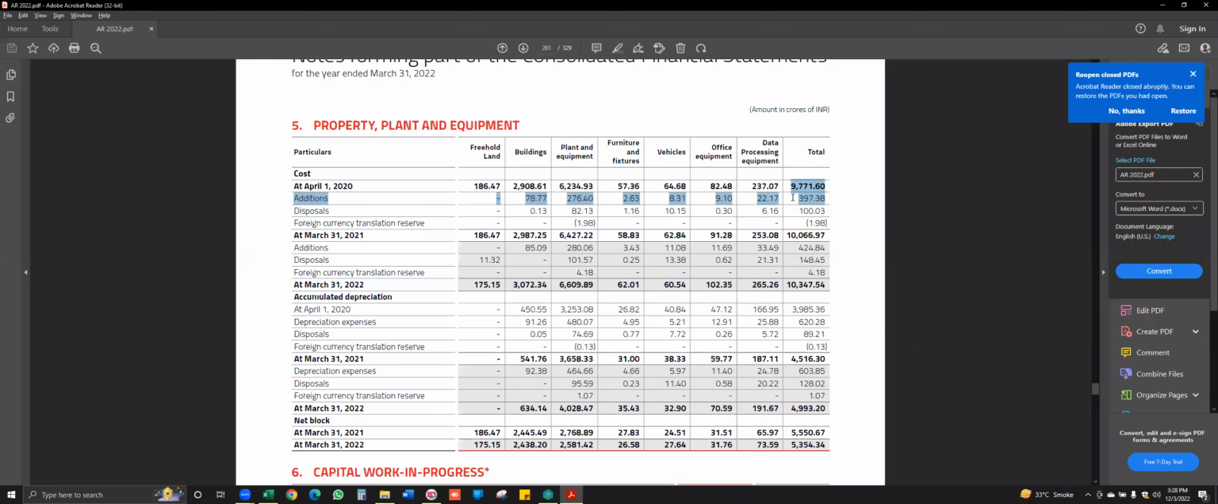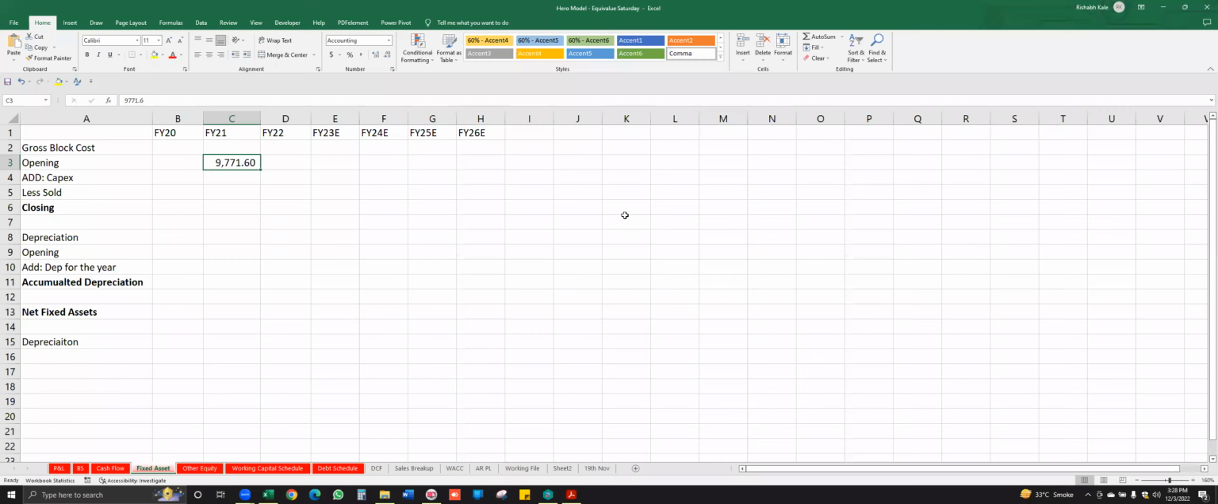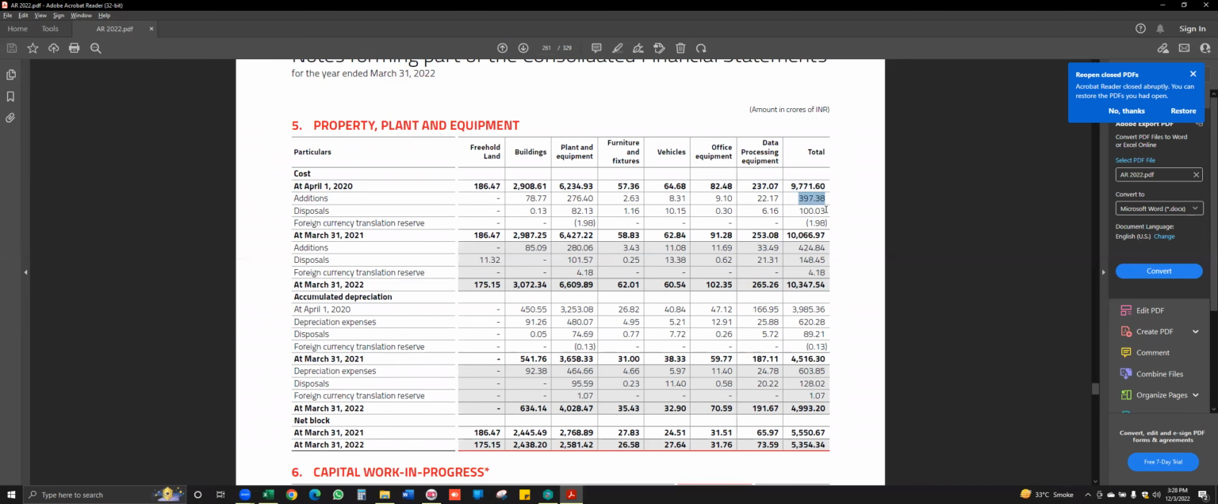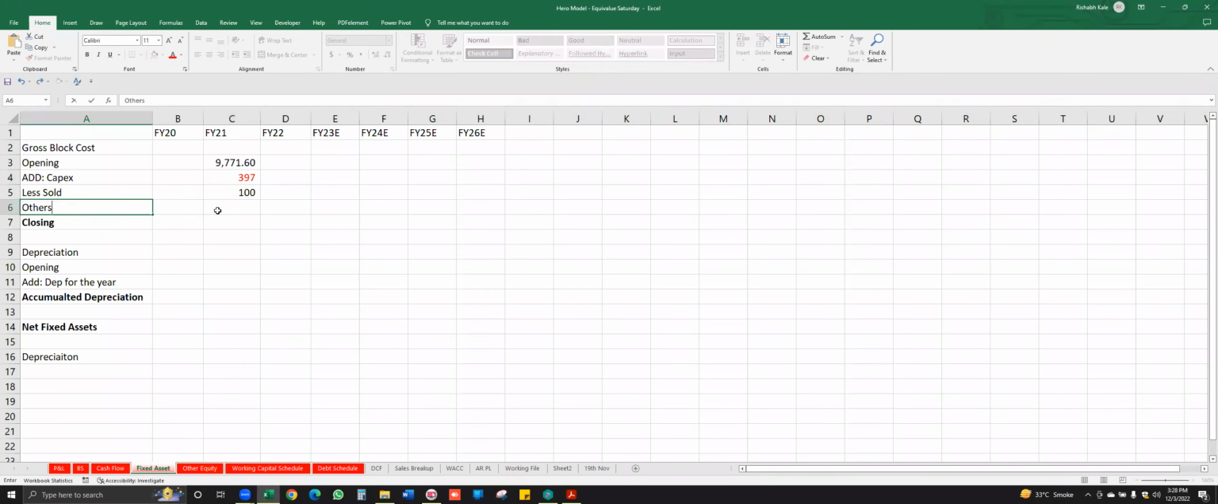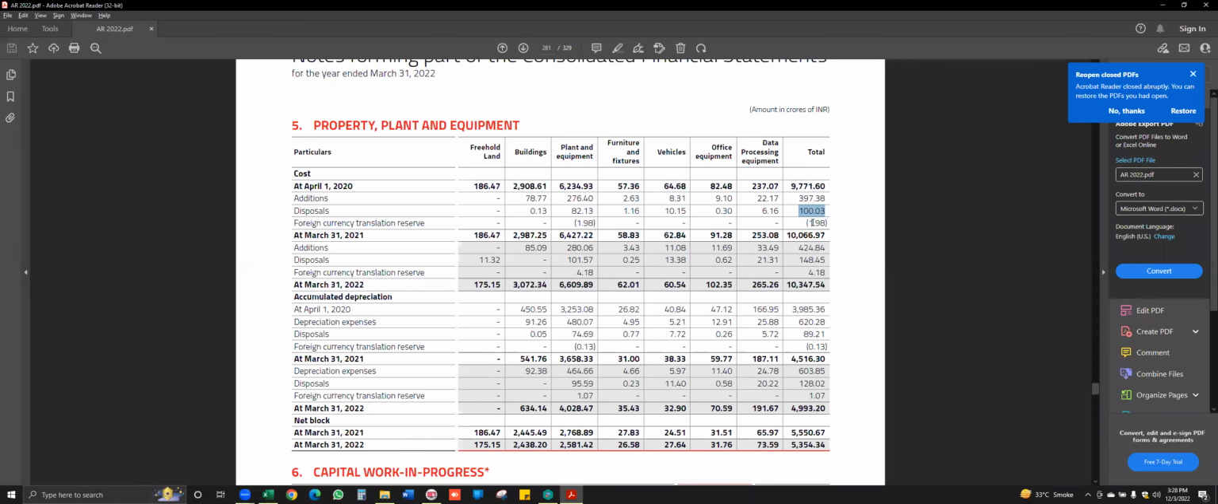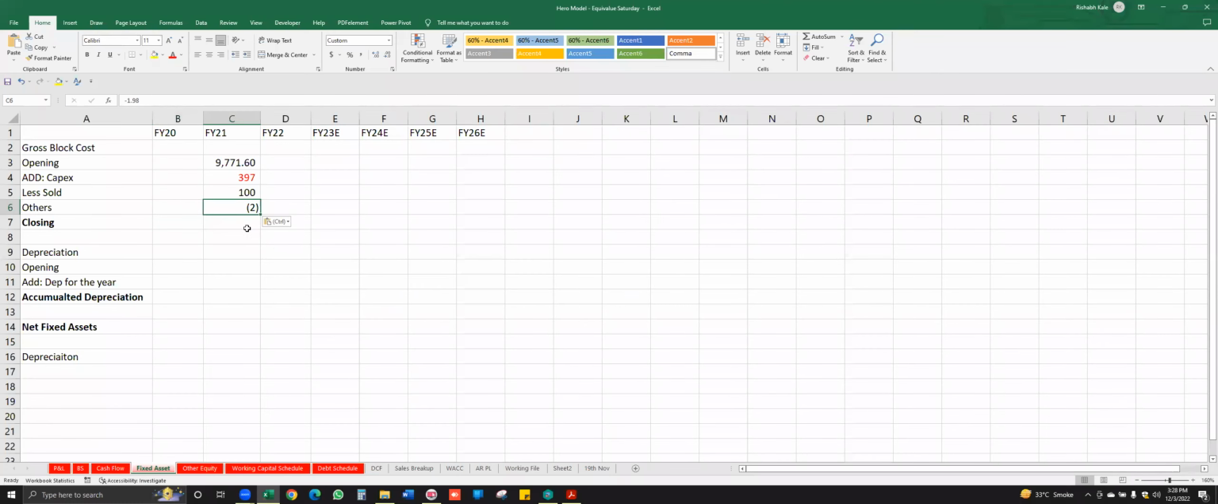Then addition. Addition is your capex. How much? 371 was the capex. Sold, the disposal, is your sold: 3007. Now, other things are there. You can just put them as others. Whatever things are there, you can just make an item and say others. This is 1.9. This is foreign currency again, which we cannot forecast. We just keep it over here.